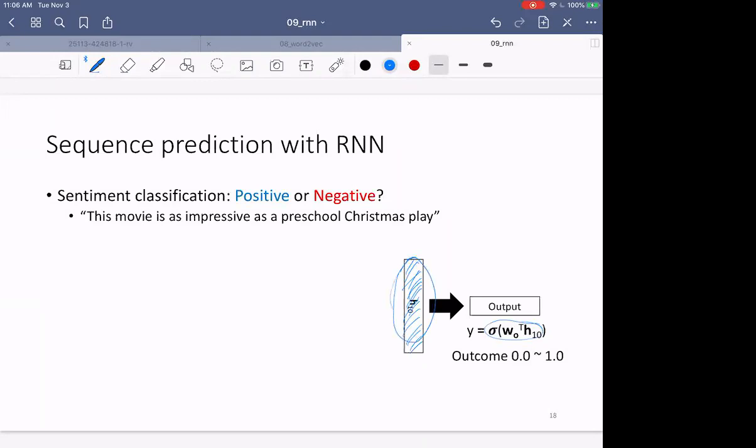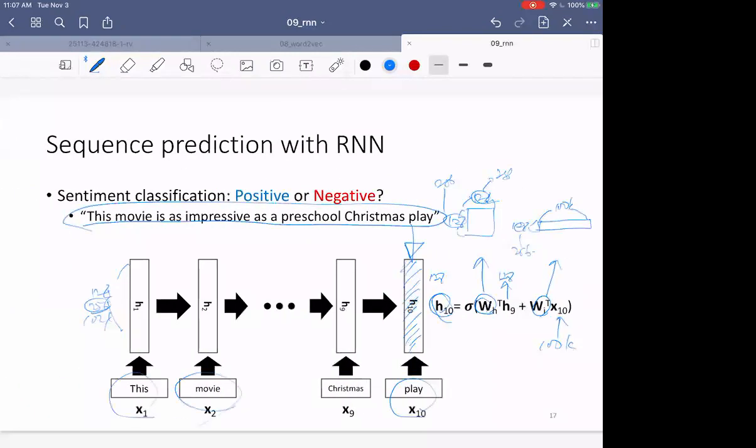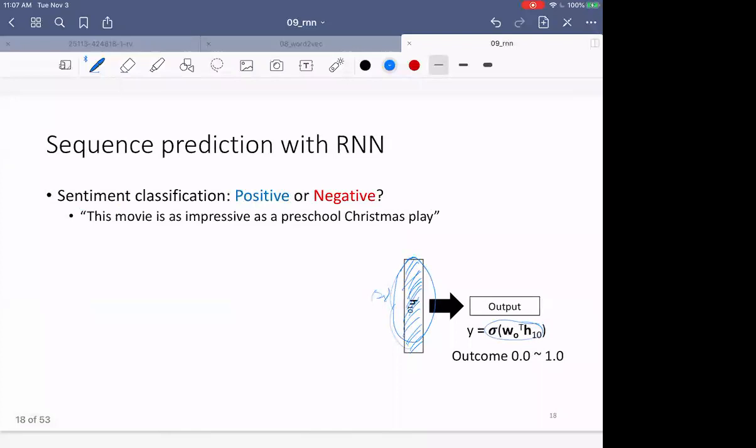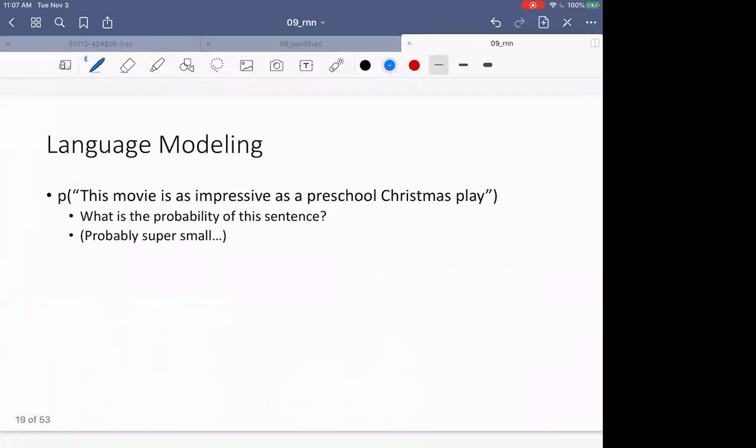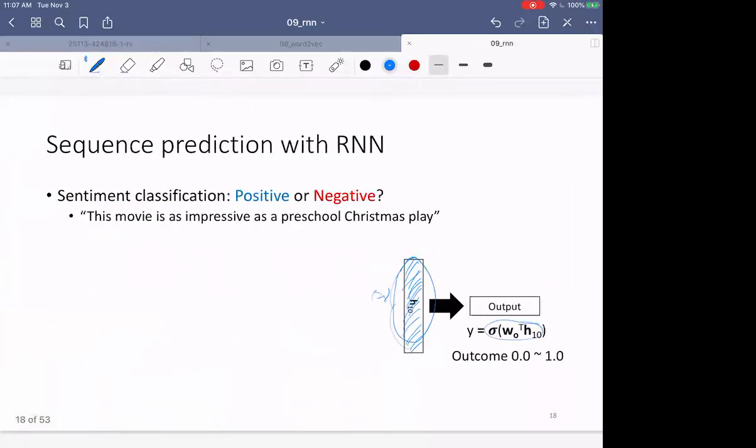It's a continuous representation of your sentence, and it is packed into, for example, a 128 dimensional vector. And ideally, theoretically, it preserves the order of the words because you put this in sequence: this movie is as impressive. So it's better than the bag of words approach. Any questions so far?